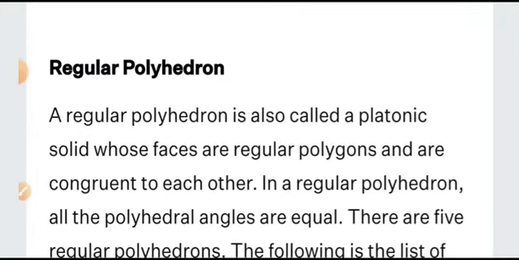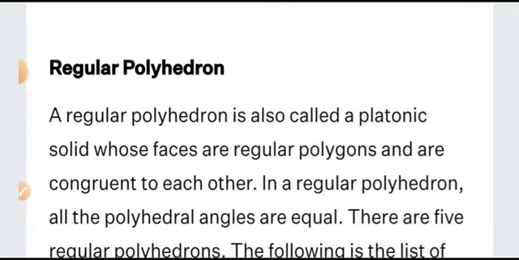Now we will see 2 broad categories of polyhedrons. One is prism, another is pyramid. Okay, when we classify polyhedrons, then we can broadly classify them into 2 categories. One is prism and another is pyramid. In this way we can classify.